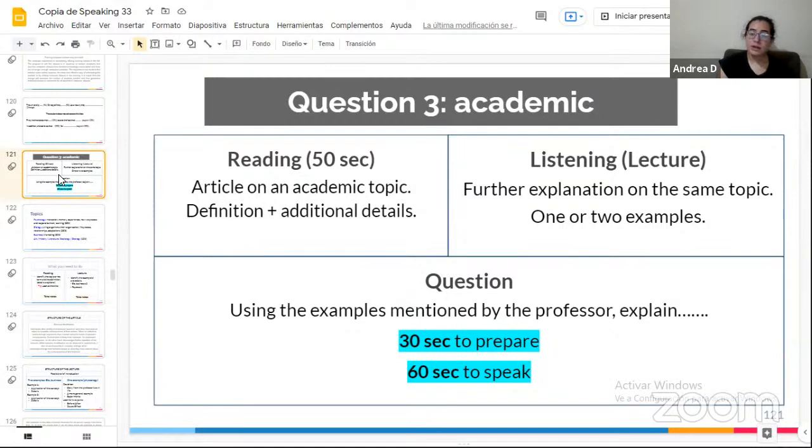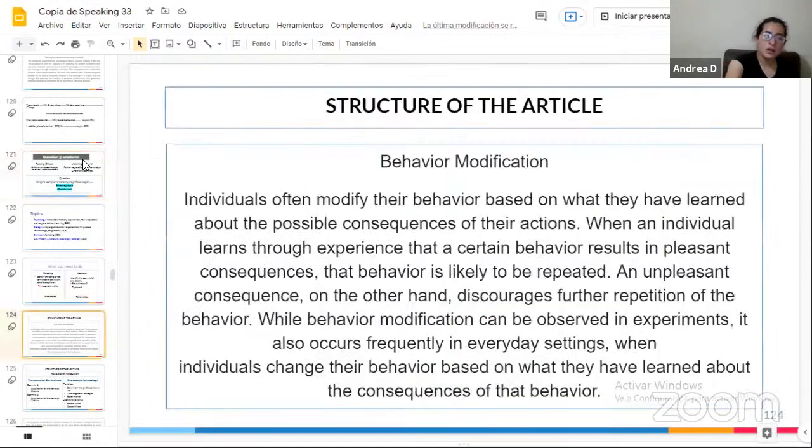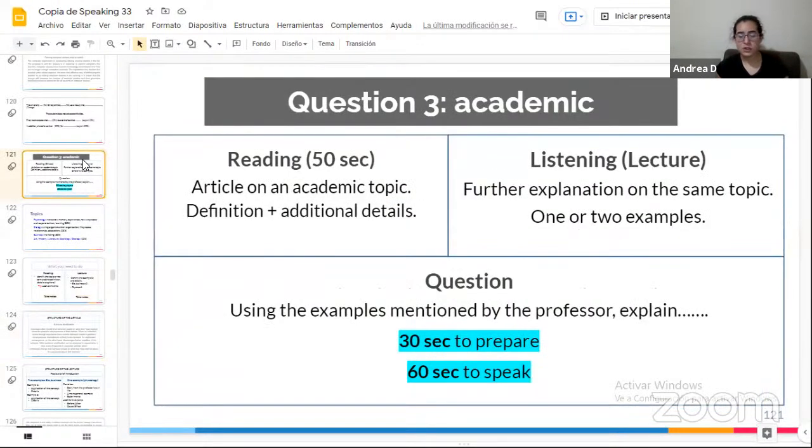And then finally, you get the question, which is asking you to summarize everything. You're gonna get 30 seconds to prepare and then 1 minute to speak. The same way we did for task 2. Okay, so once again, you read a text for 50 seconds, you read the article, then you listen to the lecture, then you get the question, 30 seconds to prepare, and 1 minute to speak. So is that okay so far? Any questions?